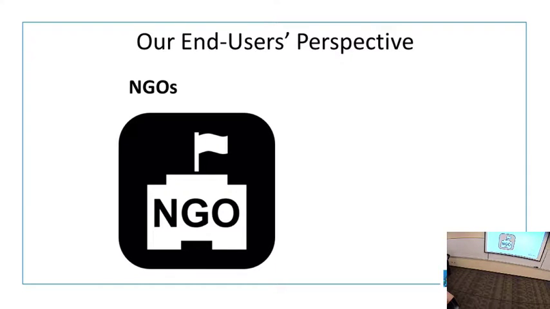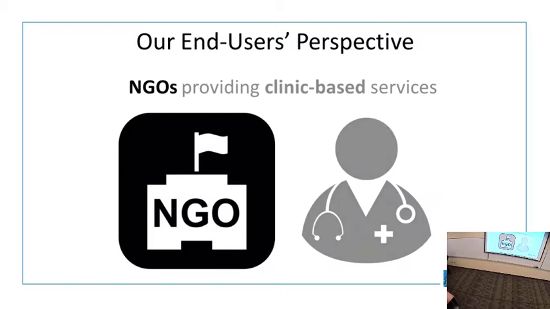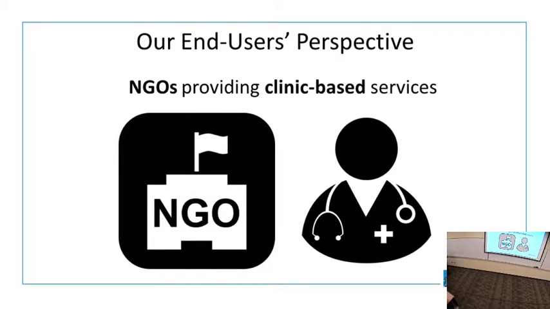So I want to emphasize our end user's perspective in this, because when you're thinking about who is going to use your data, you have to think about why do they want it, who is using it, what is their perspective. So we're looking at NGOs providing clinic-based services. So we're thinking about someone coming to you to receive services, and that's important to keep in mind as we go through this example.